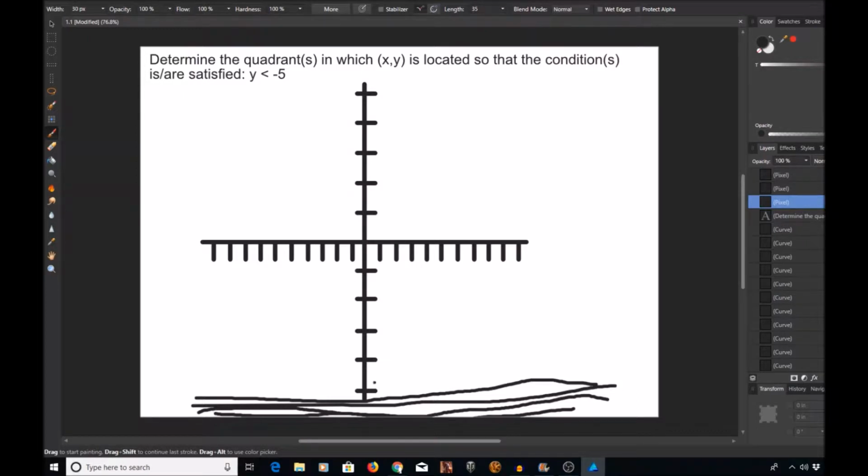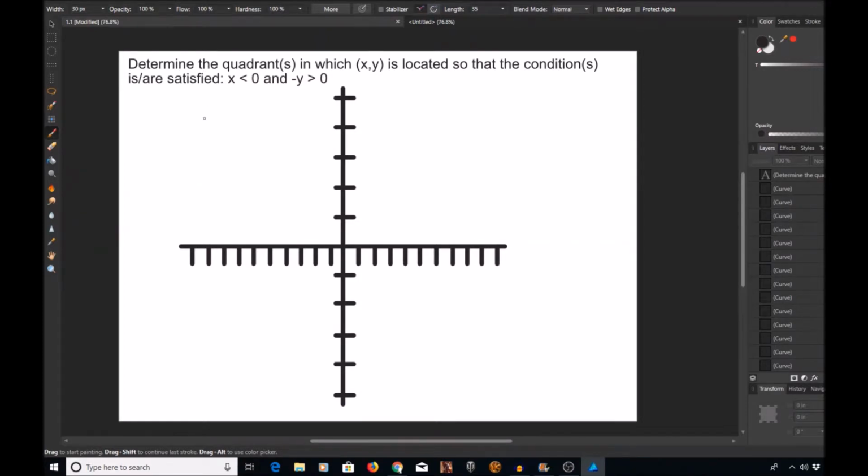But as you can see, hopefully I'm drawing this in a way that's easier to see, y is less than -5 anywhere below here in quadrant 3 or quadrant 4. It wouldn't be less than -5 in quadrants 1 or 2, because in those areas the y value is positive. So for this one, your answer would be quadrant 3 or quadrant 4.